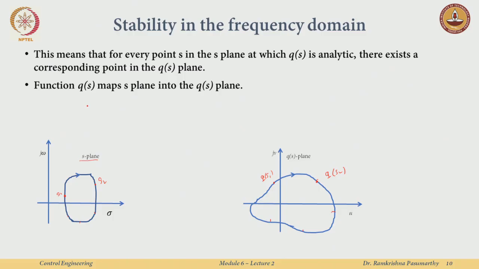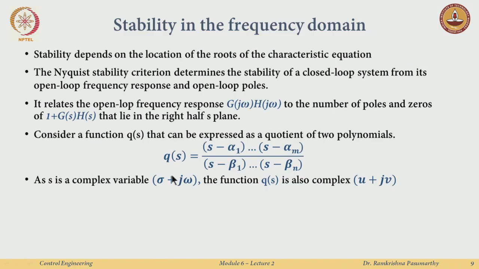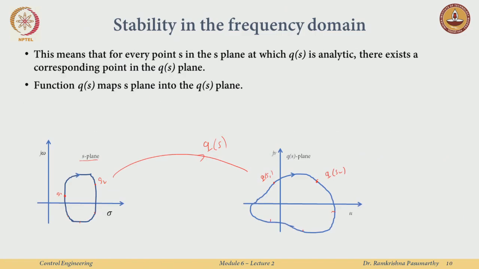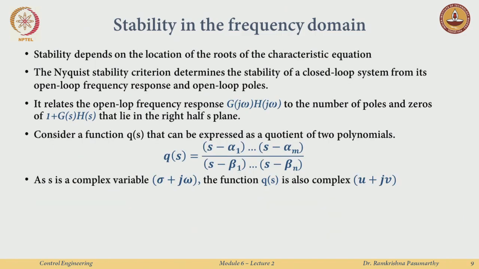So the function Q of S maps the S plane, which I call sigma and j omega, to the Q of S plane, with coordinates I can call u and jv. This is what this particular expression tells us. This is nothing surprising and nothing new. We just avoid points like S equal to beta 1. At that point Q of S may not exist, so we avoid all those points, which we call singular points.